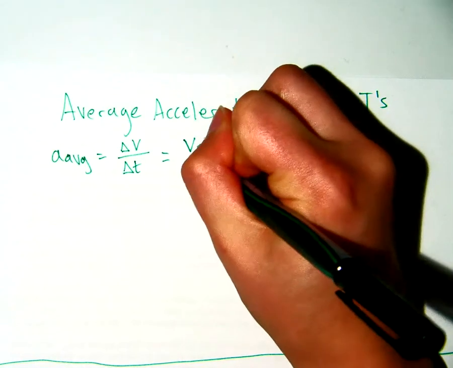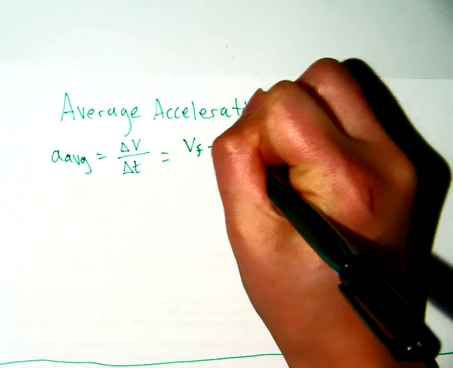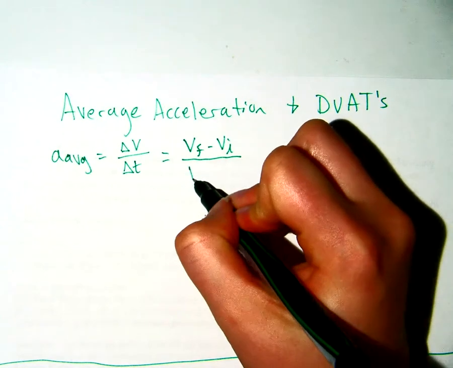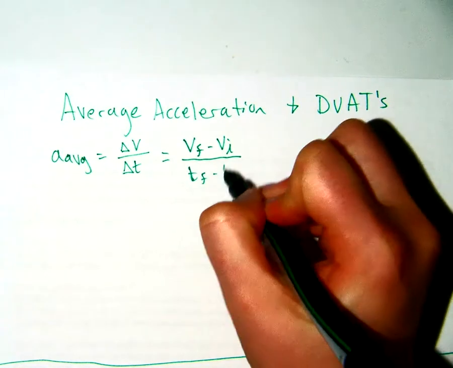Remember, delta means change. So this is a change in velocity and a change in time. Now, whenever we have a change, we always do final minus initial. So we do final velocity minus initial velocity, and final time minus initial time.